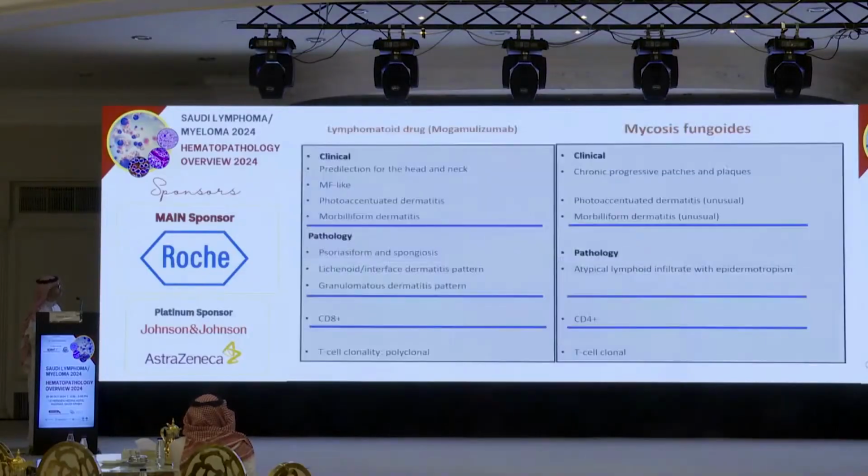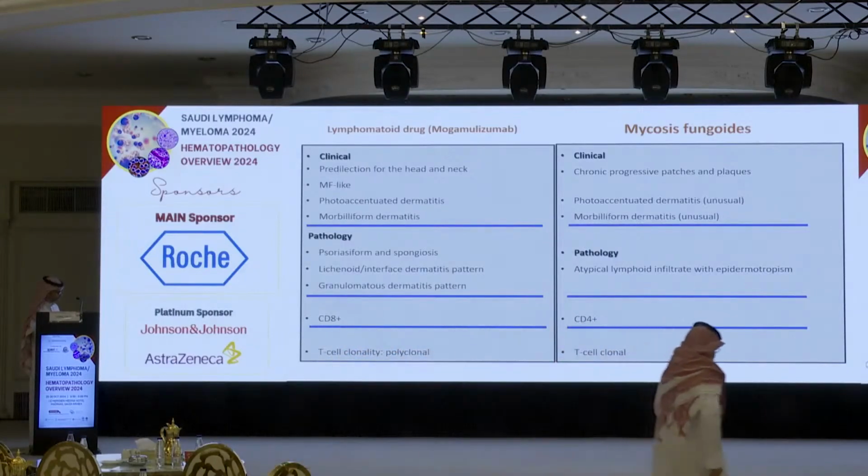But how can we navigate through this? We look at, again, the clinical picture, histology, and other parameters. For this medication, there's a predilection for the head and neck area, while mycosis fungoides is usually at other sites. It presents with a morbilliform dermatitis presentation. It has a photoaccentuated pattern, unlike mycosis fungoides. This is uncommon in mycosis fungoides, which is usually in sun-protected areas, as mentioned. And they are usually CD8 positive, while mycosis fungoides is usually CD4 positive.